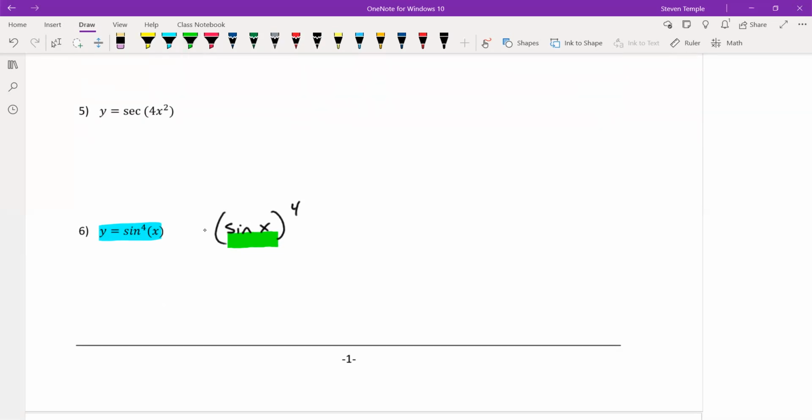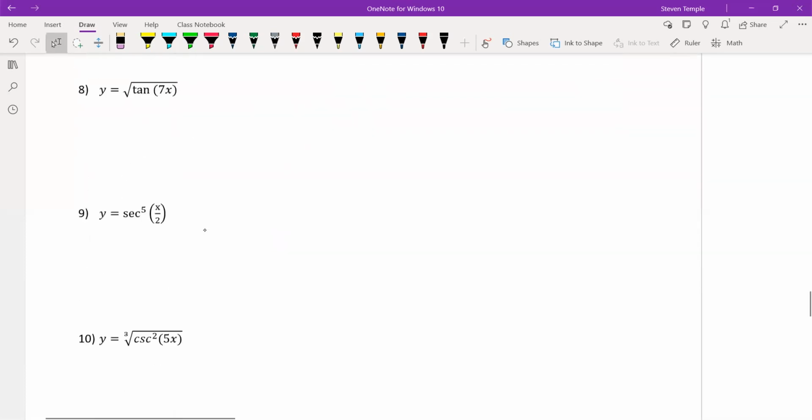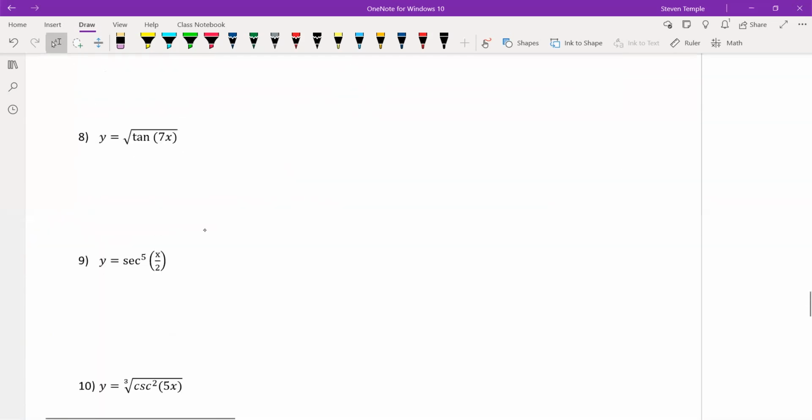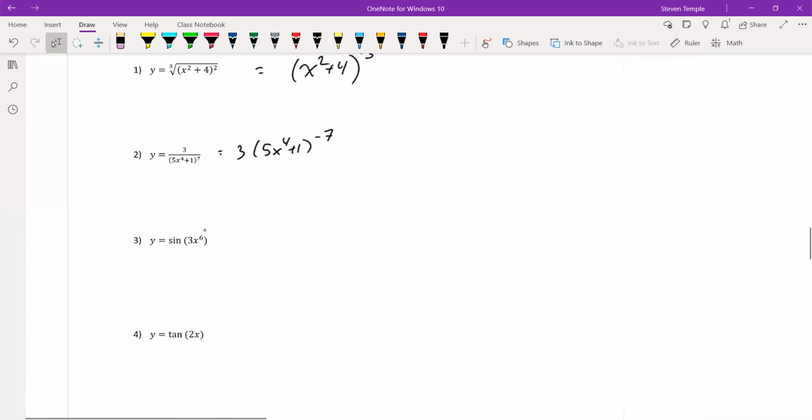Okay, I'm going to stop the video here. I want you guys to go ahead and complete the first 6 problems. I will post the answers, and I want to be able to give you guys some feedback before you move on to the next part of this worksheet, where you have some double chain rule going on. Okay, I will stop right here, and I will pick up at another time.